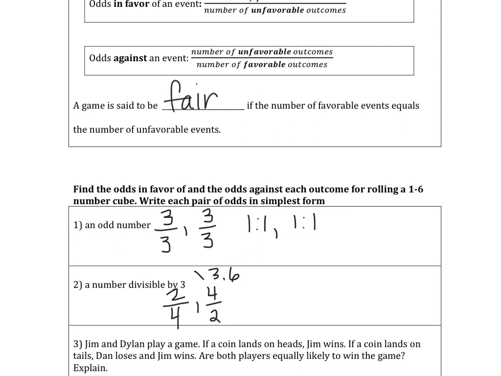And again, these are written as ratios. So 2 to 4 written as a ratio would be 1 to 2. 4 to 2 written as a ratio is 2 to 1. So as you can see, they're the reciprocal of each other.